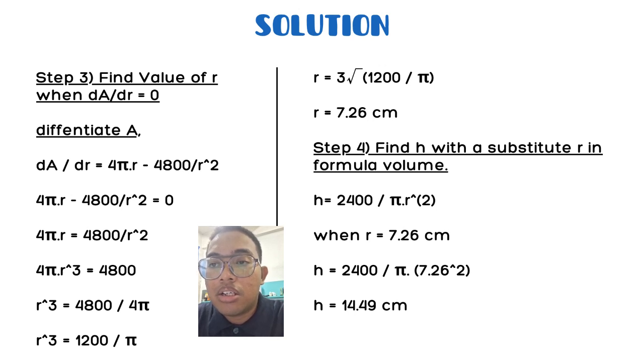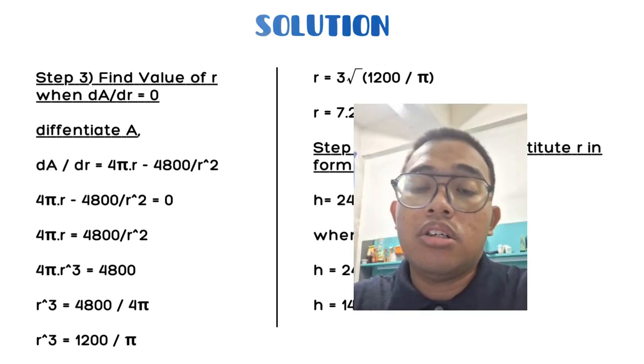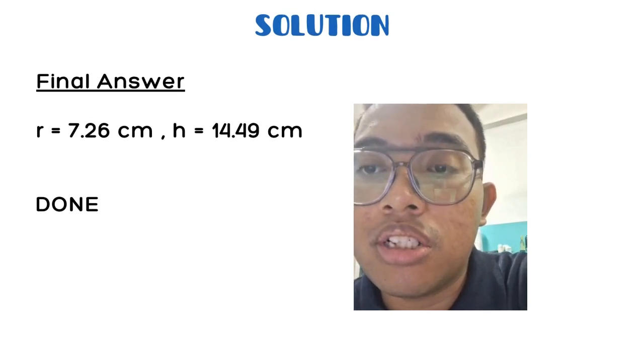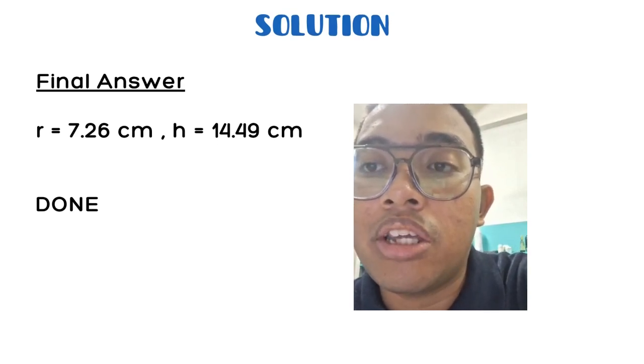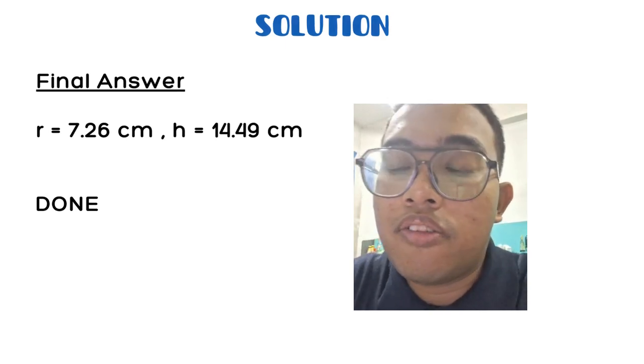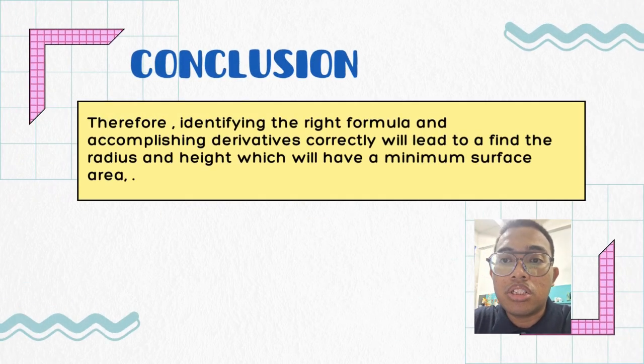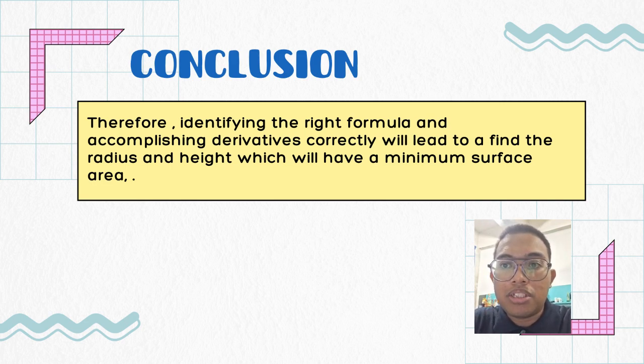We will get h equal to 14.49 cm. So the final answer is r equals 7.26 cm and h equals 14.49 cm. So the conclusion is: identifying the right formula and accomplishing the differentiation correctly will lead to finding the radius and height which will have a minimum surface area.